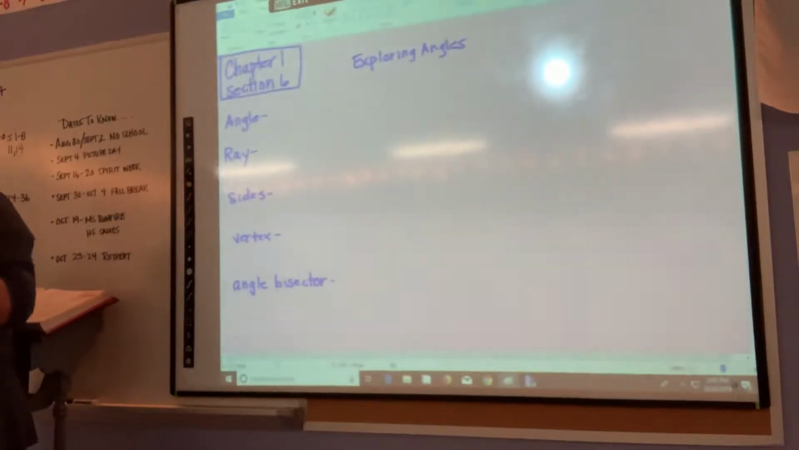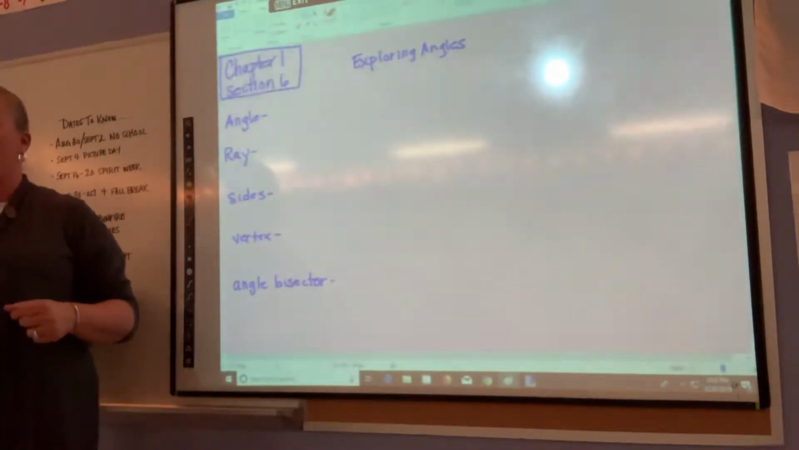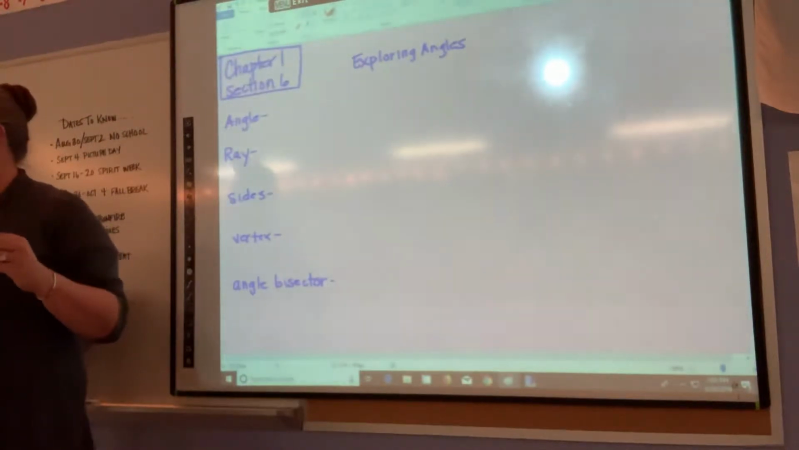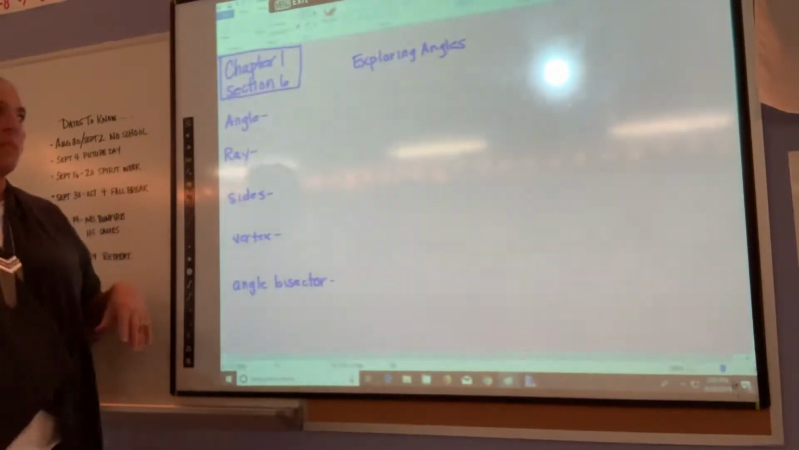So if you mean a ray and you write a line, your answer's wrong. If you mean a segment and you write ray, your answer's wrong. You have to make sure that you're meticulous with the small details in this class.